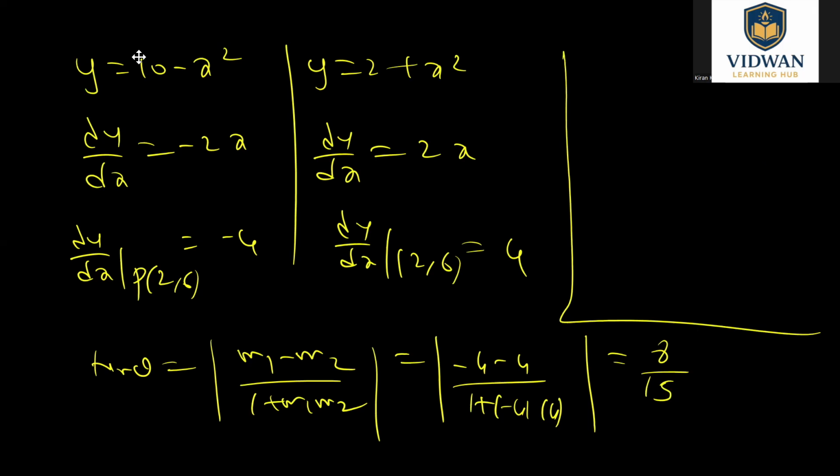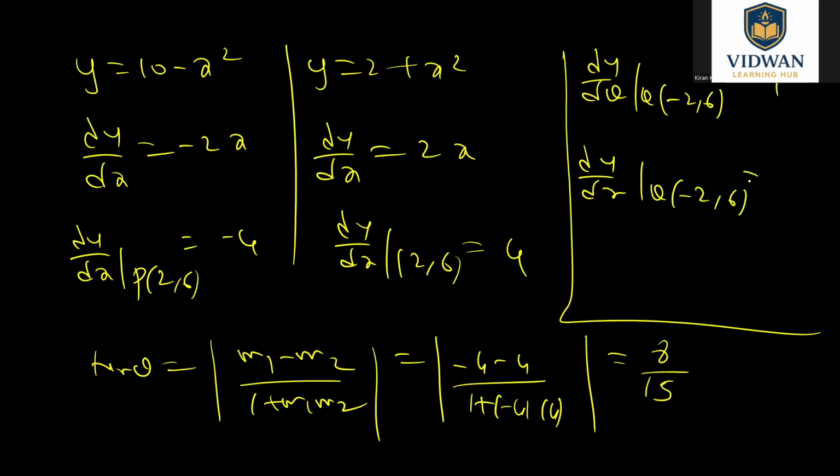But you can find it at both the points. So dy/dx at Q, where Q is (-2, 6): at (-2, 6), for the first curve this becomes 4. And for the second curve, dy/dx at Q is -4. This is for curve 1, and this is for curve 2.